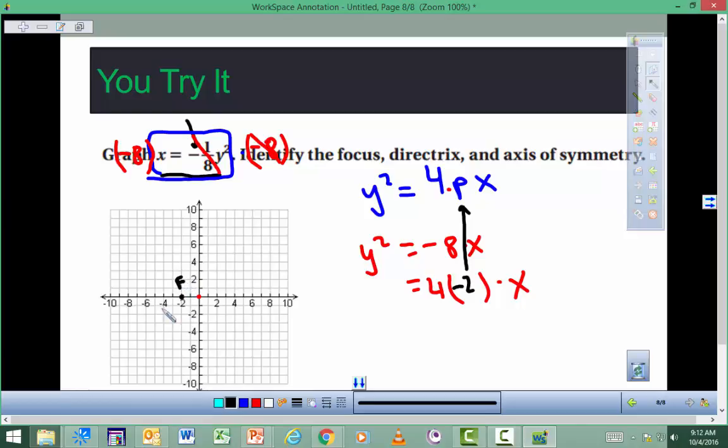Does that make sense so far? It says it's -2. So from the vertex I go over -2. Now I can go the opposite direction and find that there has to be a directrix right here. Now let me try and draw this in. The directrix is right here.